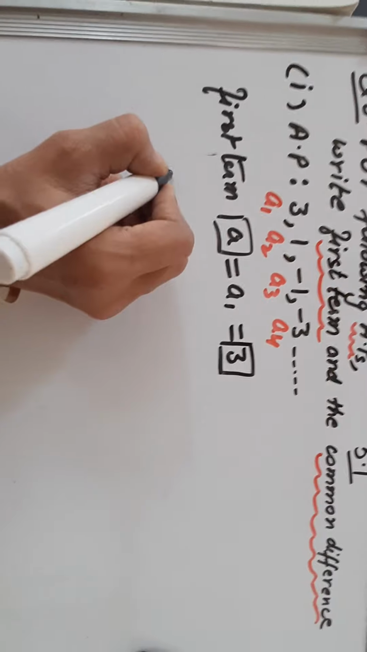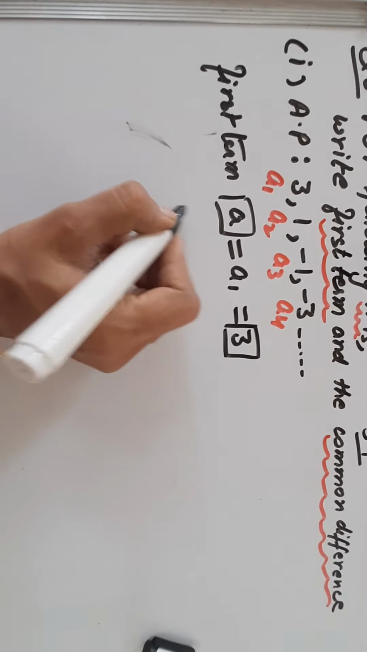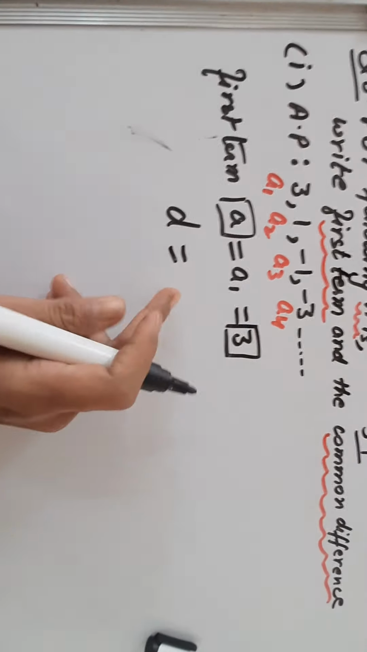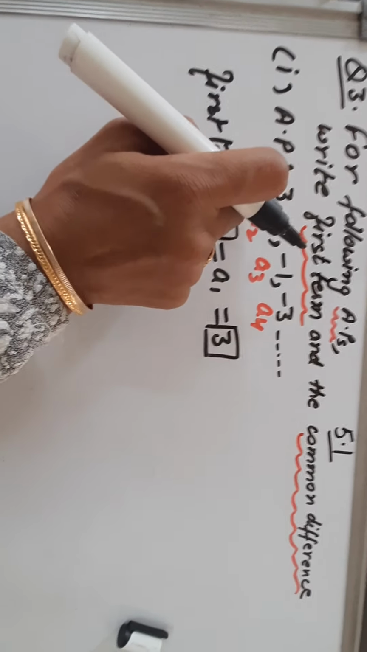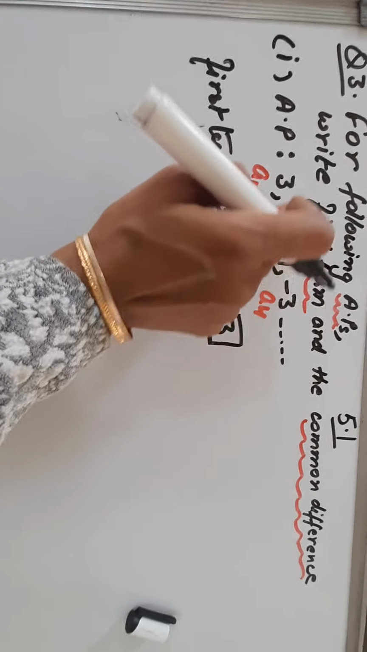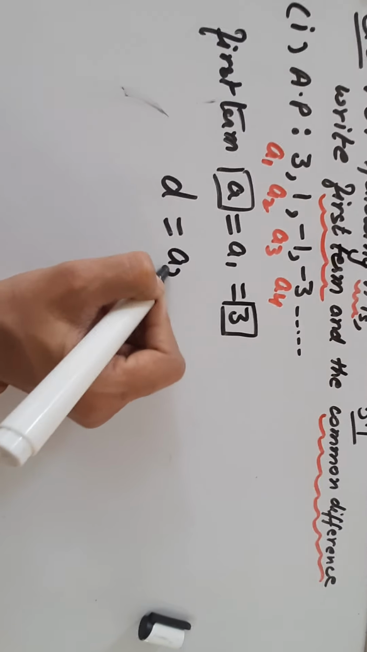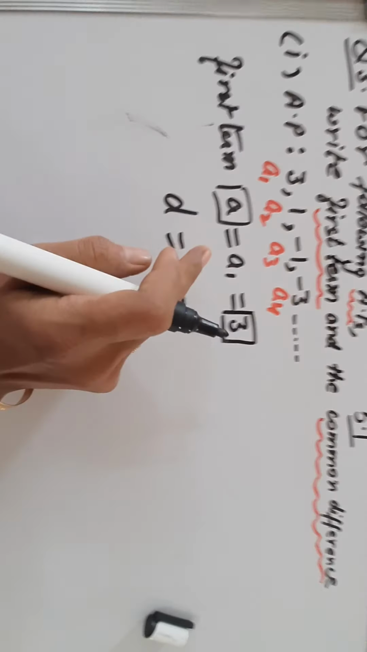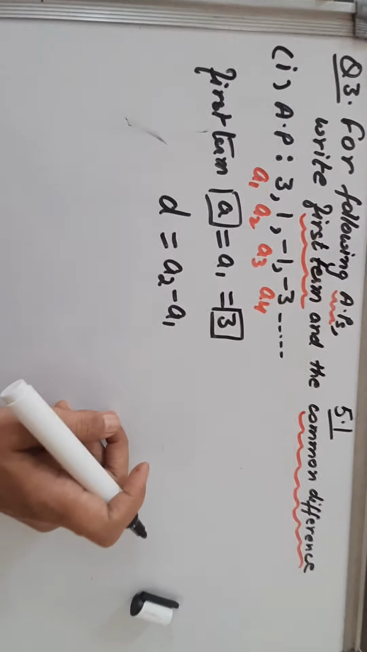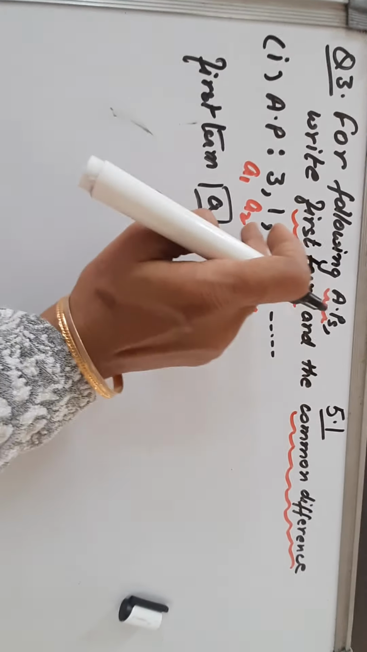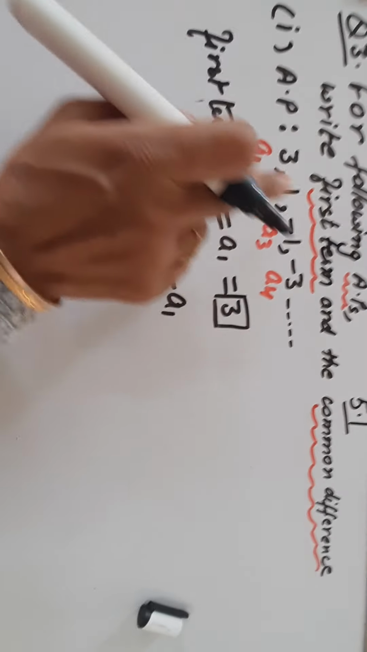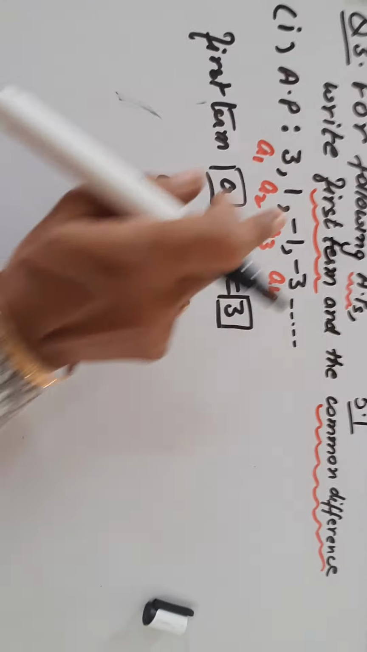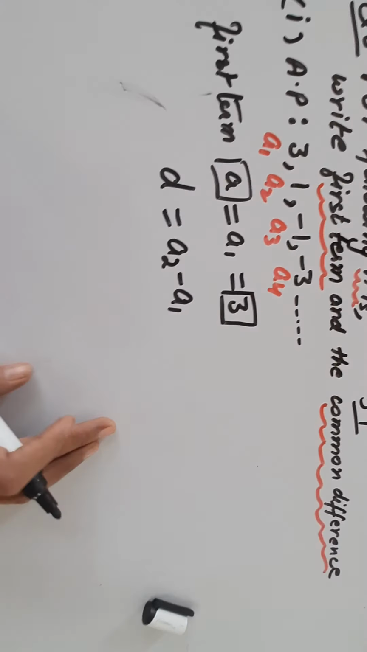Now for common difference D, what is the formula? Subtract the previous value from the next value. Which is next? A2 minus A1, or A3 minus A2, or A4 minus A3. As this is an AP, it is given that it is an AP, that means the difference is same. So we can find D through any of them.